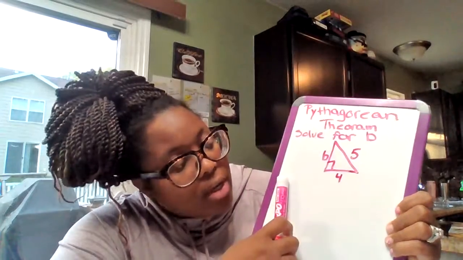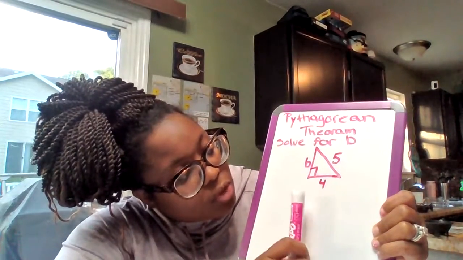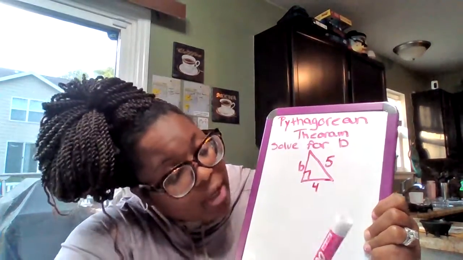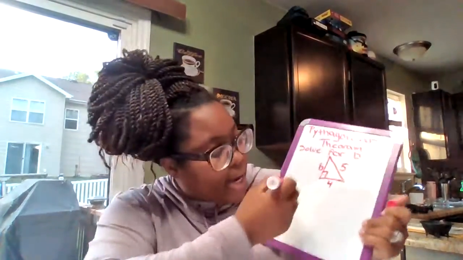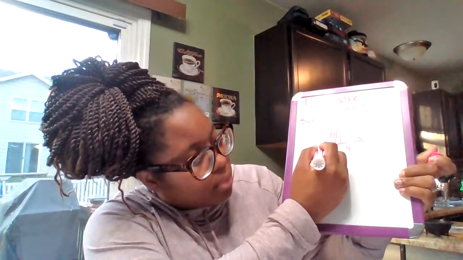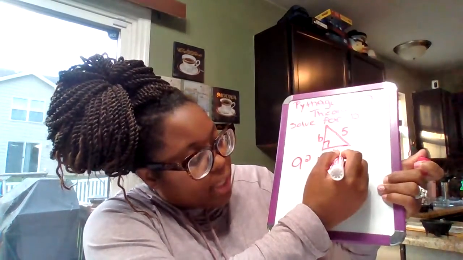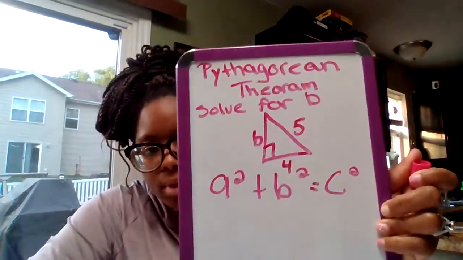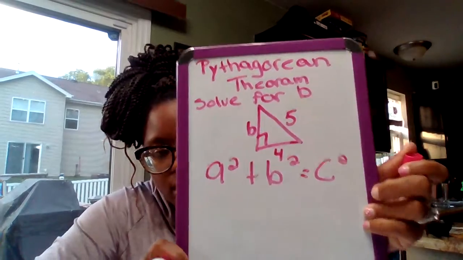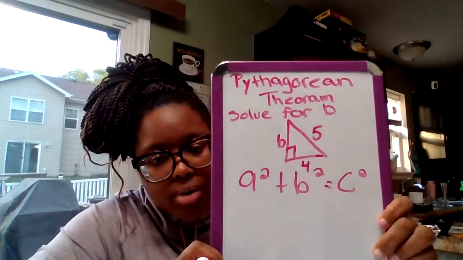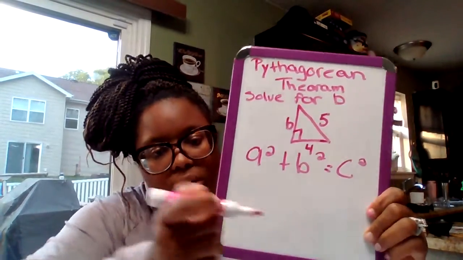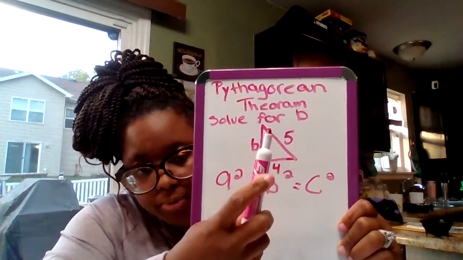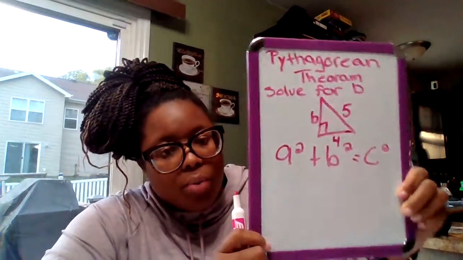Now, the formula to solve using the Pythagorean theorem is going to be a squared plus b squared equals c squared. Okay? So, everybody got that? All right. So, this is going to be the formula for the Pythagorean theorem. Okay? So, we're going to take this triangle.